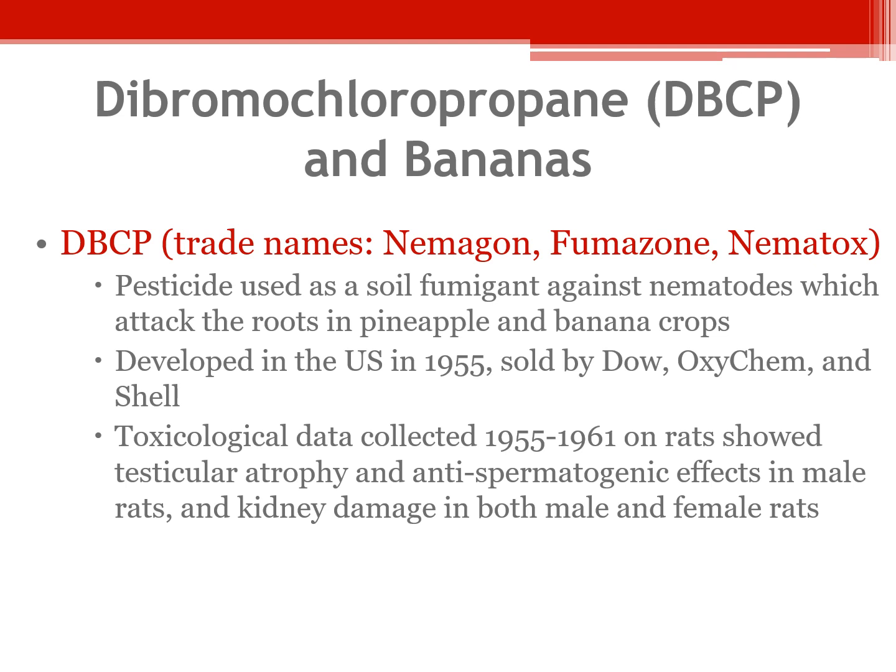Now, even though it went into the market in 1955, the toxicological data for this product was really not available yet. They started collecting it the same year that it went on the market. And between 1955 and 1961, a lot of toxicological data on DBCP was gathered with rats. What was shown was that male rats had testicular atrophy and anti-spermatogenic effects. In other words, they were not able to produce sperm. And it was found that both male and female rats exposed to DBCP were exhibiting signs of kidney damage.